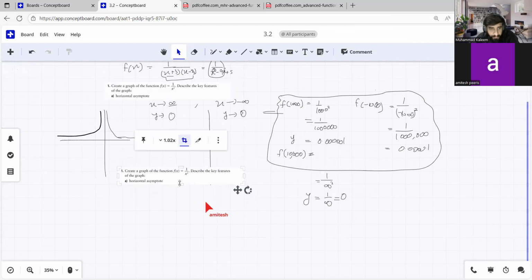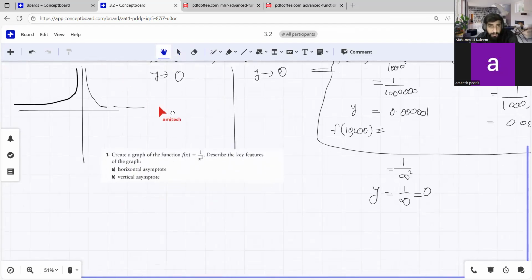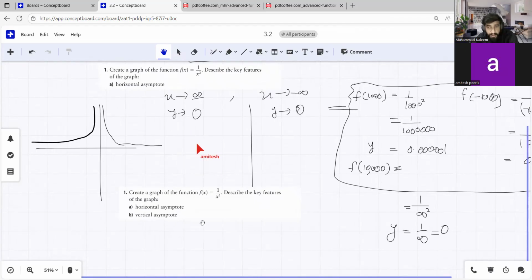So that's the horizontal asymptote. The vertical asymptote is way easier than the horizontal asymptote. We just have to find the zeros of the denominator.